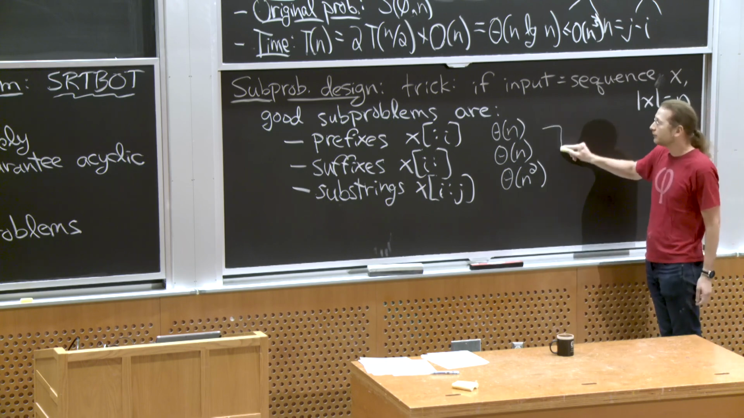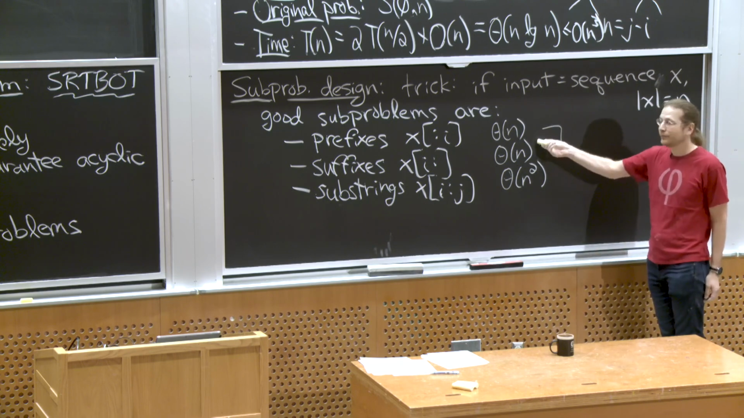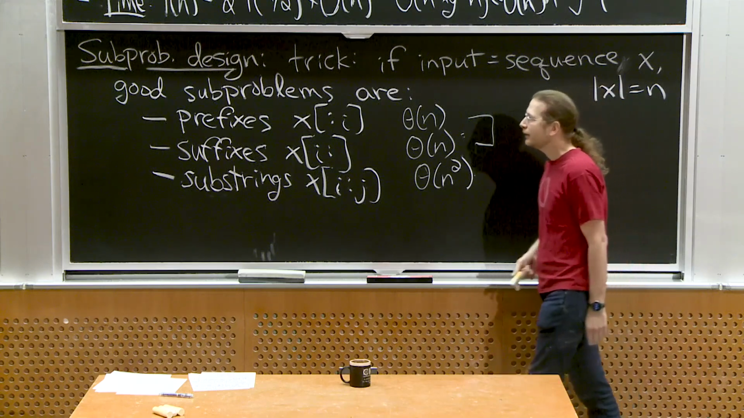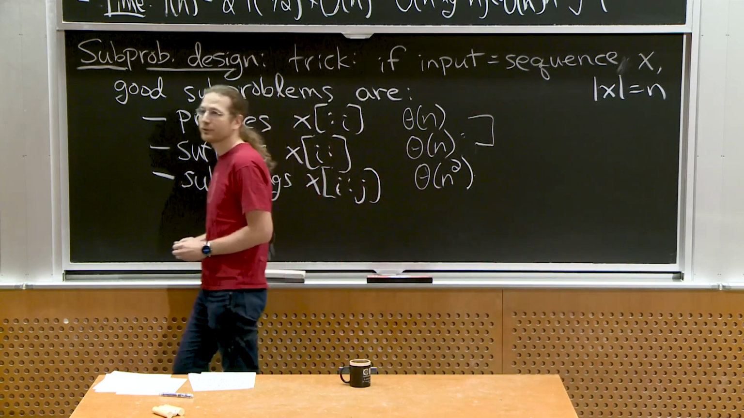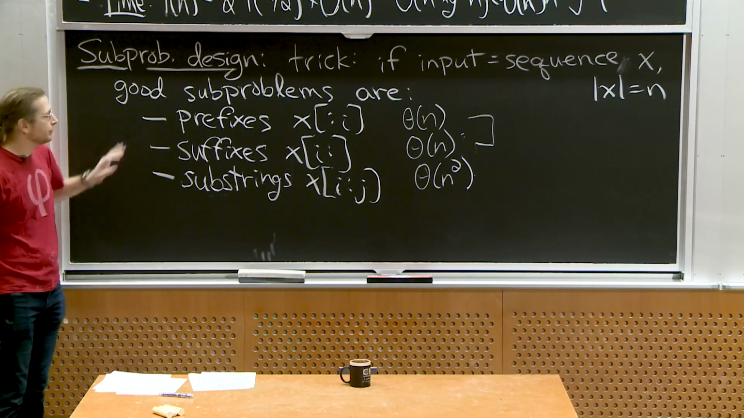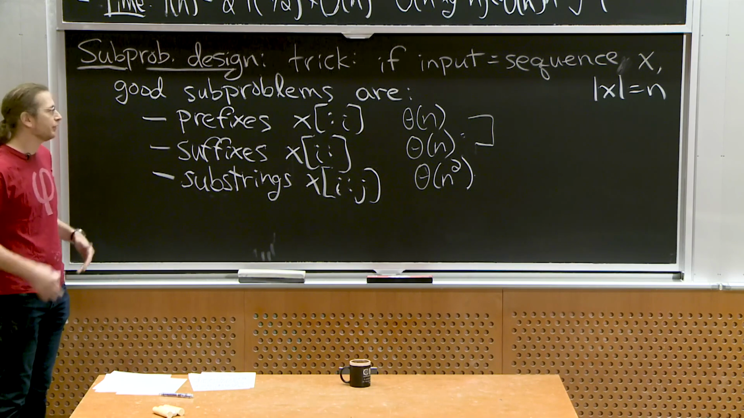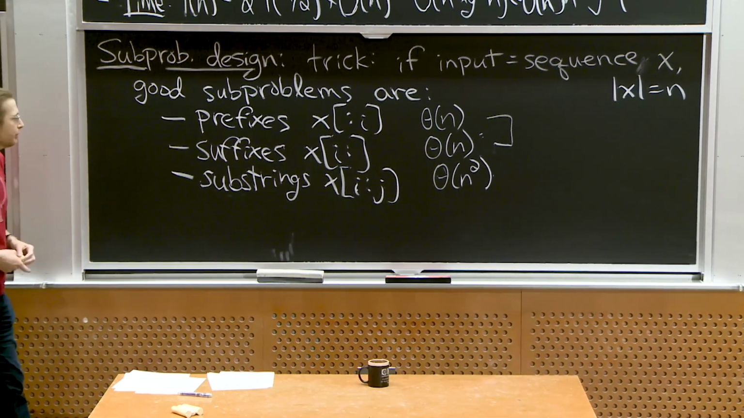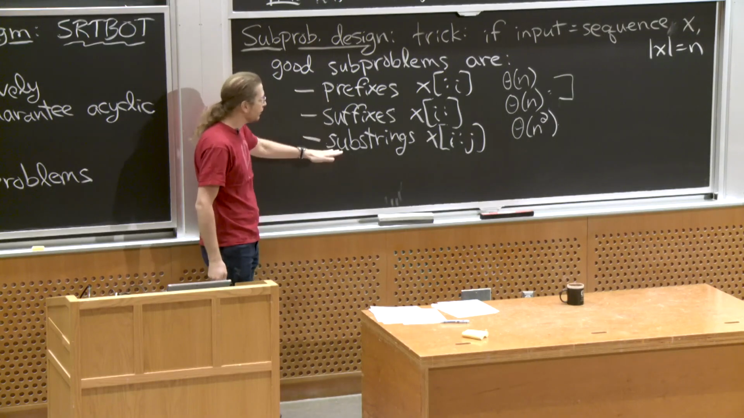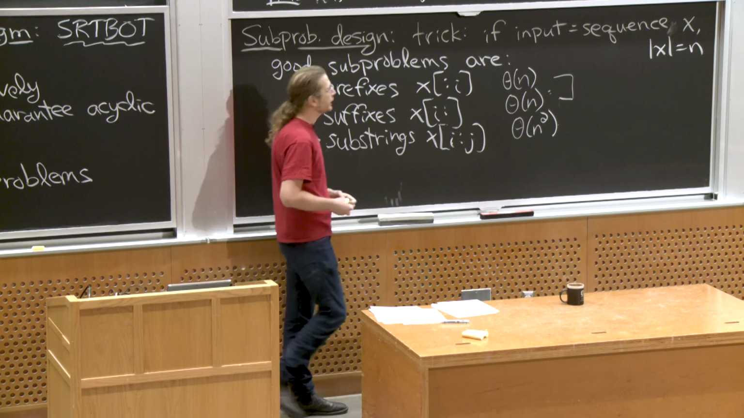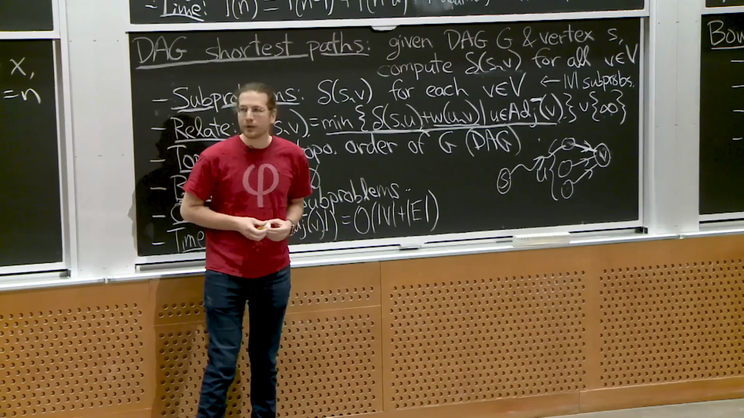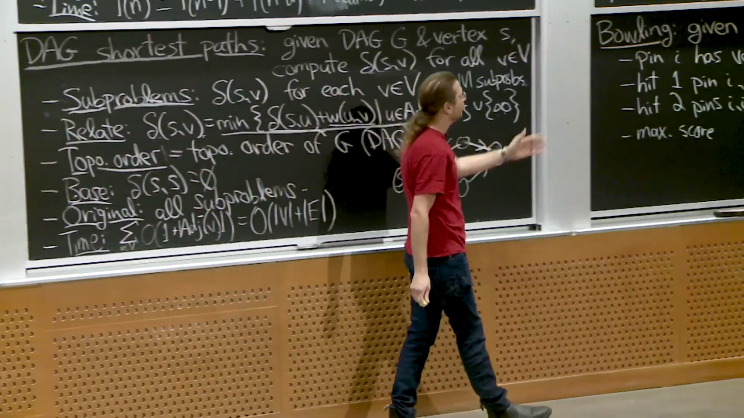Now, prefixes and suffixes are obviously better because there are fewer of them, linear instead of quadratic. And for almost every problem you'll encounter, prefixes and suffixes are equally good. It doesn't really matter which one you choose. You just choose whichever is more comfortable for you. But sometimes it's not enough, and we'll have to go to substrings. That won't be for another lecture or two. Today I claim that prefixes or suffixes are enough to solve the bowling problem.